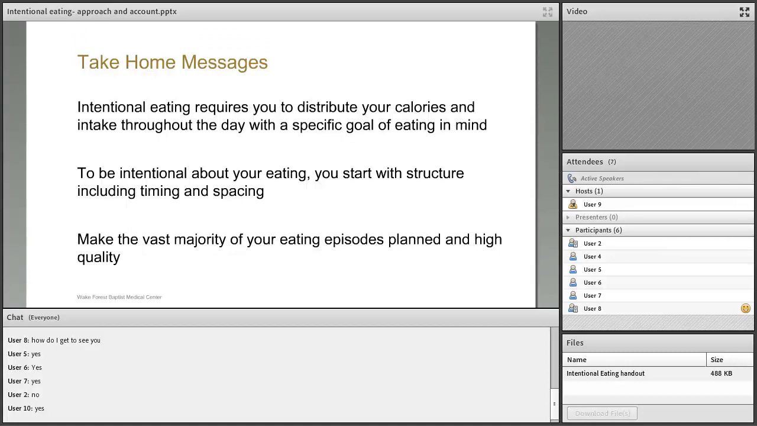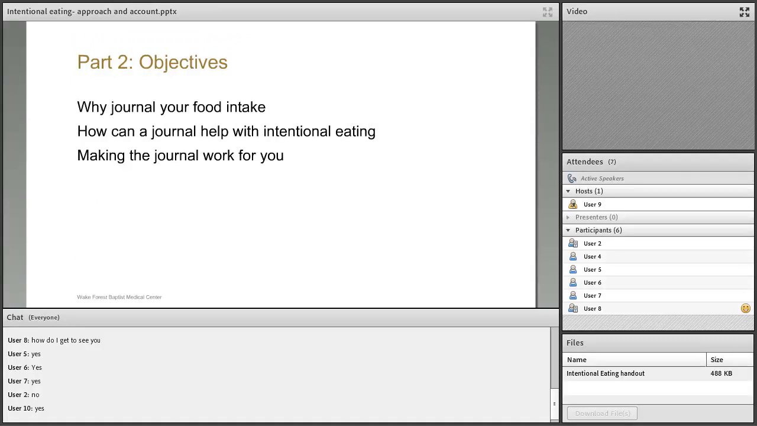All right, so let's switch over from talking about intentional eating and talk about journaling and how we actually can use this tool to help us be more intentional about our eating. And this is a real, I think, important subject. Our patients probably feel like we talk about it way too much because we're always harping on, did you journal? Do you have your journal? Let's look at your journal.